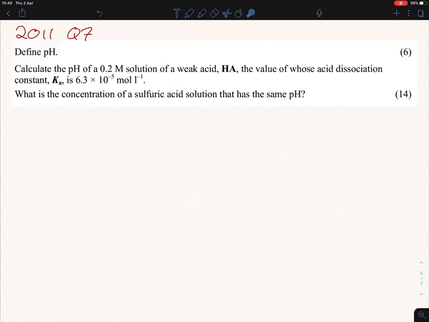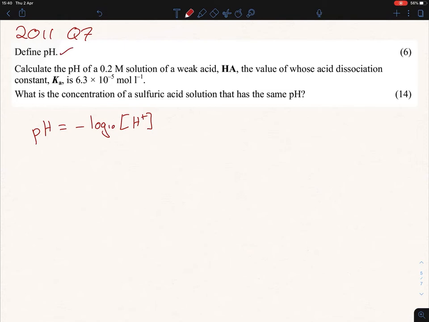So first one is to find pH. Well, there's a couple of ways you could do this, but I just prefer the normal formula. So pH equals minus log to the base 10 and then do your square brackets, [H+]. And again, I can't stress this enough. You must do those square brackets.